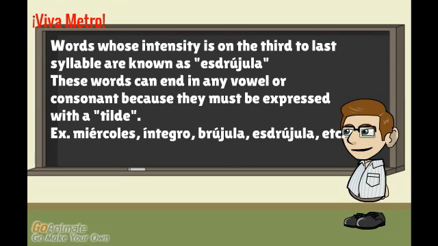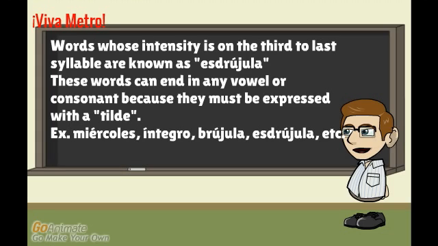A word that is aguda ends in a consonant other than an N or an S, and the intensity of that word is found on the last syllable. Next we have words that are llana, and llana words end in a vowel or an N or S, and the intensity of those words is found on the second to last syllable.